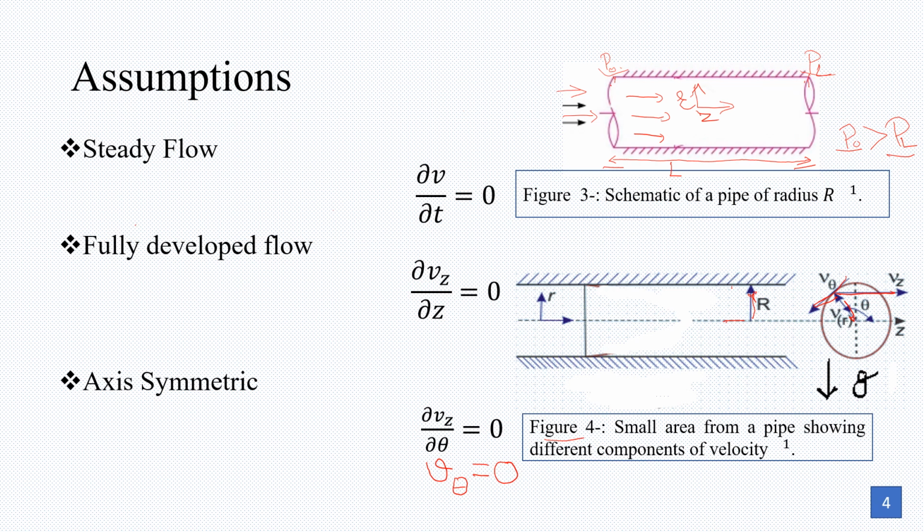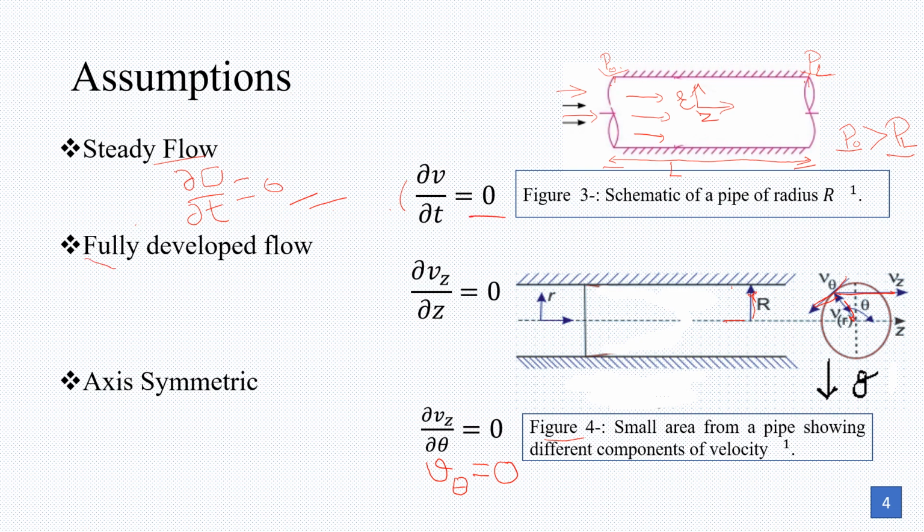Now next are the assumptions. The first assumption is that the flow is steady in nature. What does it mean? There is no variation of any property with respect to time during the flow. So we can write that dou t of any quantity equals 0. The quantity may be velocity or density, so dou t of v is equal to 0.